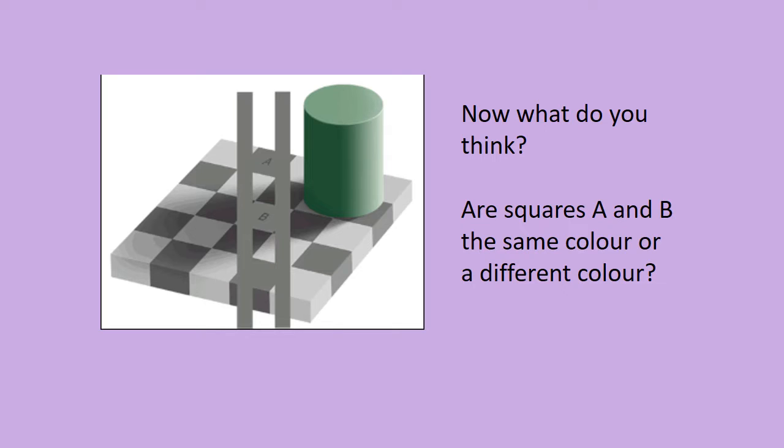Now take a look at the second picture. This time there are bars of the same colour run down between squares A and B. What do you think now? Are squares A and B the same colour or a different colour? Have you changed your mind?